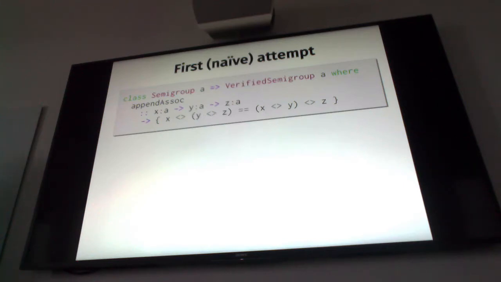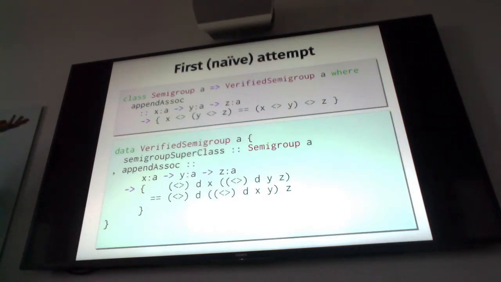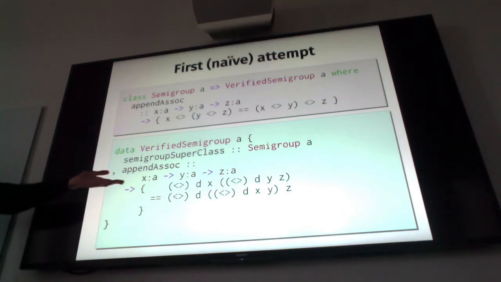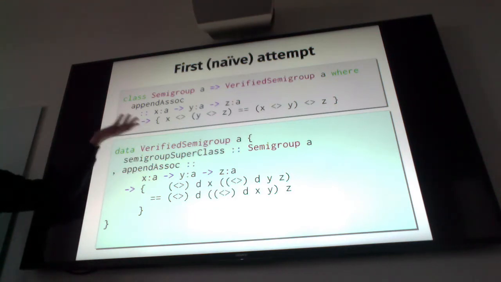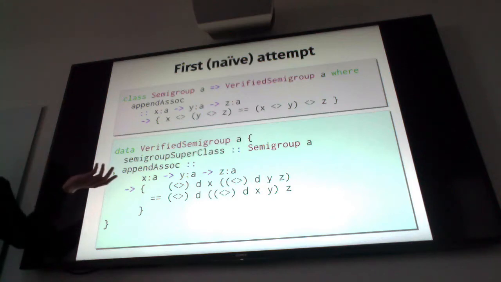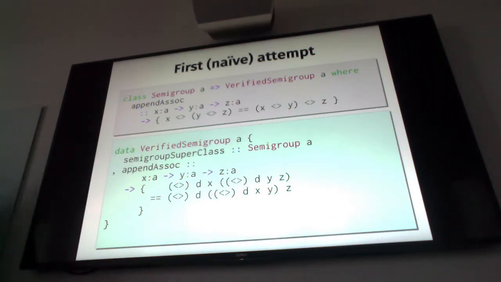So how can we do this? Well, one crazy idea I had was, if we are really compiling type classes down into dictionaries, that is data types or fields, let's just put refinement types on the fields. So have something like this, right? We can just say, okay, the append soak of this verified semigroup dictionary has a refinement type like that. And that almost works, but there's a problem.